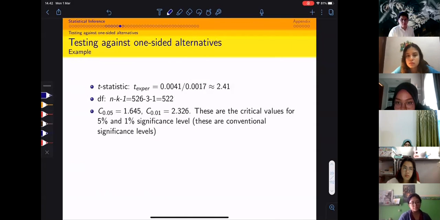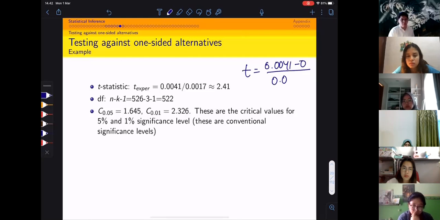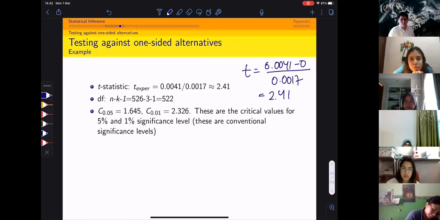It's very straightforward to calculate. The t statistic, which is the t ratio, is just 0.0041 minus 0 divided by the standard error, which is 0.0017. And you can find that the t ratio, the t statistic, is close to 2.41. And you have a large degree of freedom, which in this case is 522.